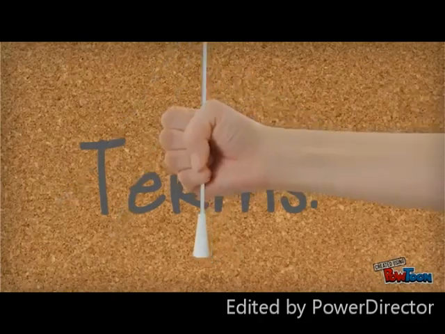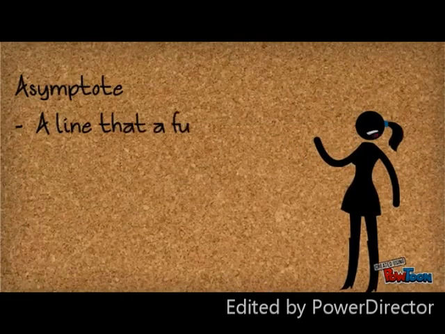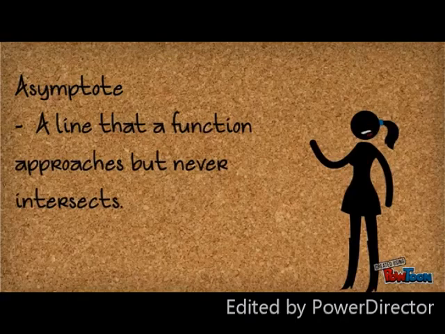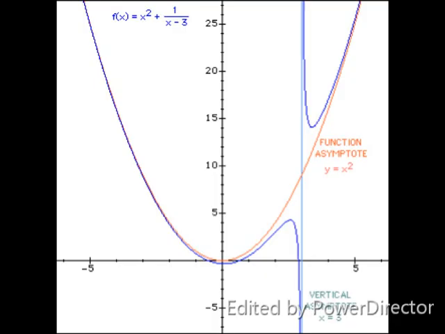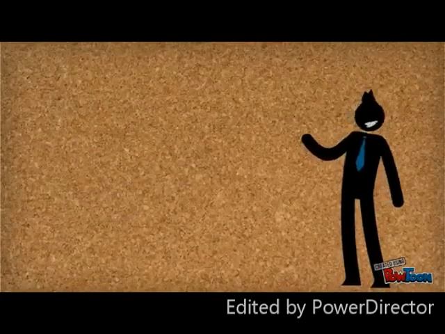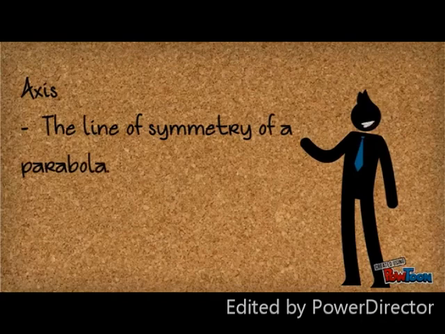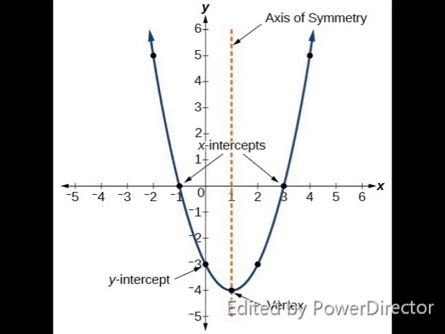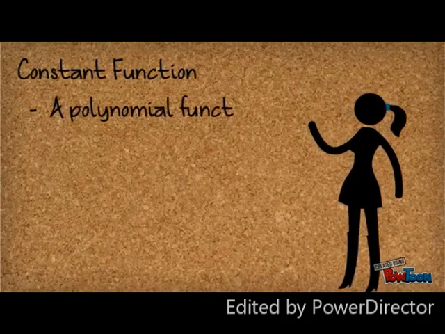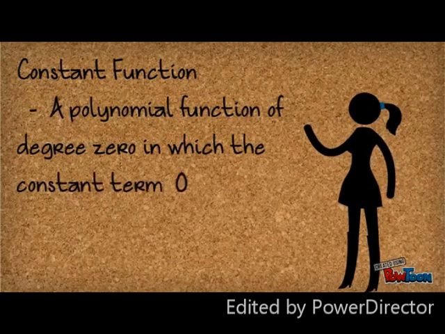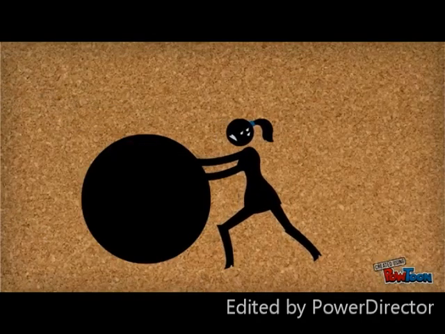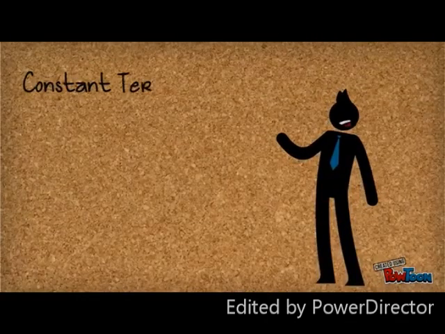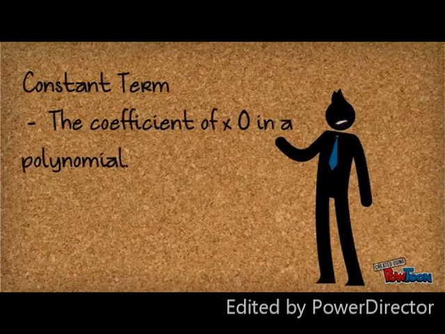Polynomial function. Asymptote. A line that a function approaches but never intersects. Axis. The line of symmetry of a parabola. Constant function. A polynomial function of degree 0 in which the constant term is not 0. Constant term. The coefficient of x sub 0 in a polynomial.